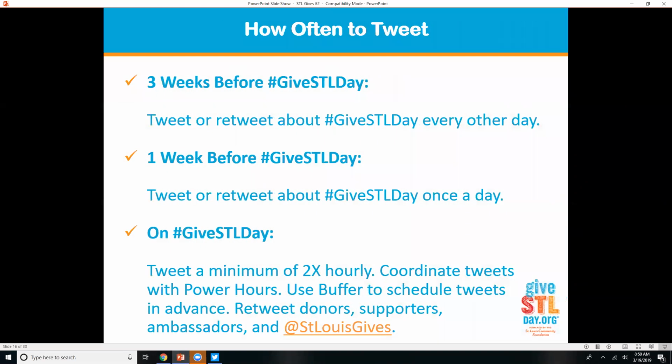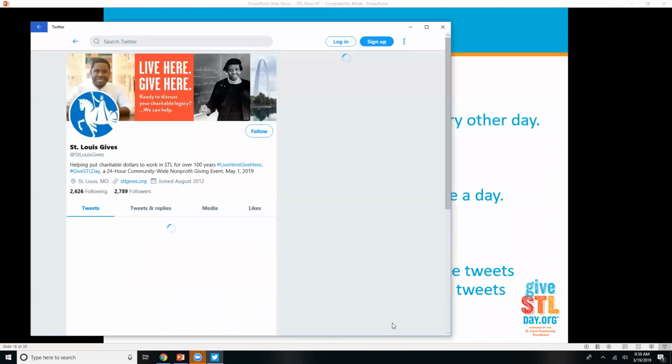How often? One tweet or retweet every other day in the 3 weeks before, 1 week before, one tweet or retweet once a day. And then honestly, I can give STL Day a minimum of 2 times hourly. But people understand on Twitter that if it's a live event, a day event that's happening now, you can tweet as much as you like. Use Buffer to schedule in advance, retweet donors, supporters, ambassadors, and of course, Give STL Day and the St. Louis Community Foundation.